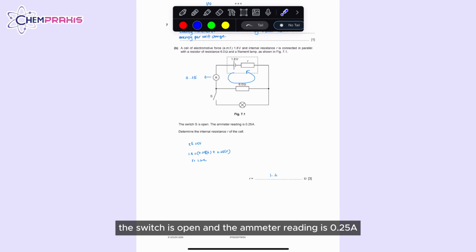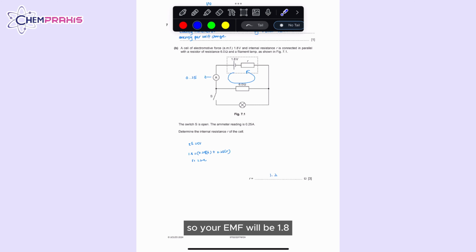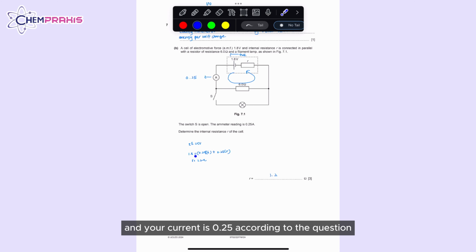For B, the switch is open and the ammeter reading is 0.25 ampere. So determine the internal resistance r of the cells. I will be taking this loop to find out the answer, and the sum of EMF equals the sum of potential difference. This is your second law. So your EMF will be 1.8, and since the loop that I'm taking goes negative to positive, this will be a positive value. Your current is 0.25 according to the question. So you have 6 ohm, which is the voltage across the 6 ohm resistor, and this one is for the internal resistor, and you can find that the internal resistance is 1.2 ohm.